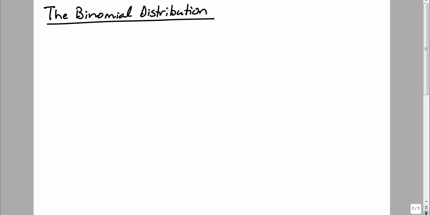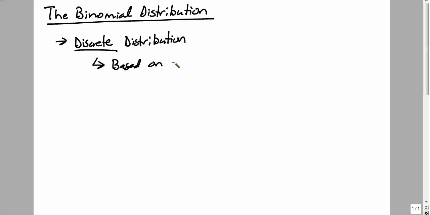Okay, this section is on the binomial distribution. A couple of things to know about the binomial distribution is it is a discrete distribution, meaning it's based on a discrete random variable, not on a continuous random variable. That means the possible values that can be used are values like 0, 1, 2, 3, etc. So it's based on a discrete random variable.